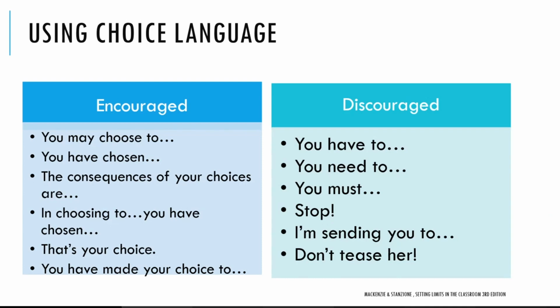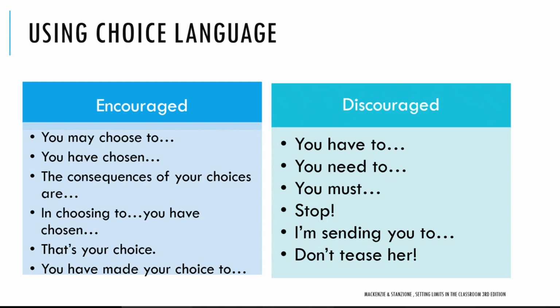So when we're using that choice language, we want to make sure that we are encouraging our child. "You may choose to..." This is giving them a choice. "You have chosen to do this. The consequences for your choices..." And remember, consequences aren't always bad. Consequences can be good. "In choosing to, you have chosen blah, blah, blah. And that's your choice, so you have to stick with it. You have made your choice to do blah, blah, blah. You can't change it."